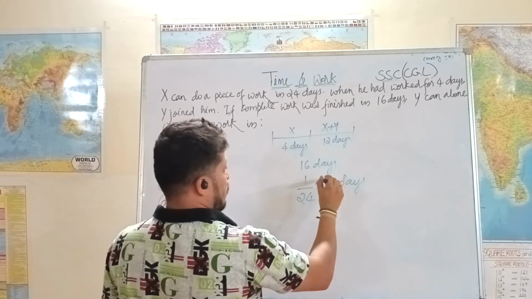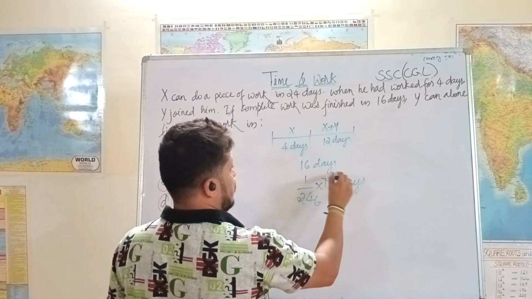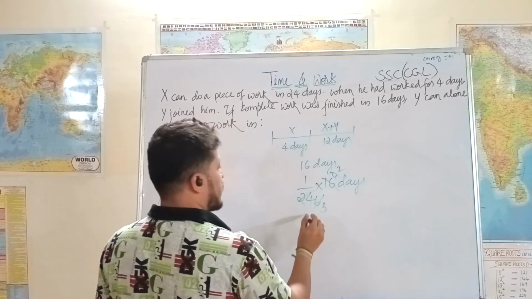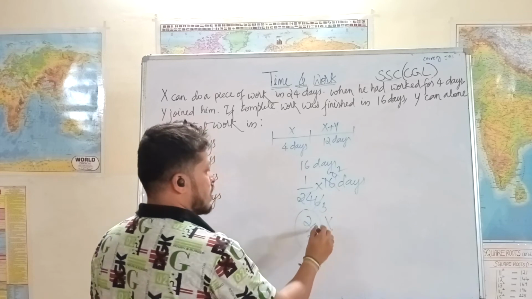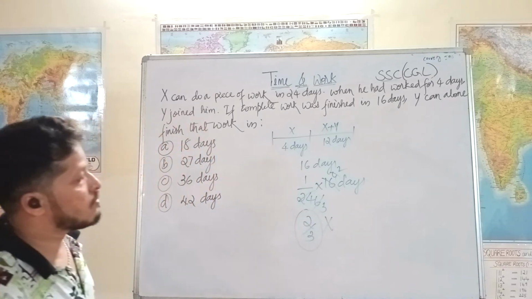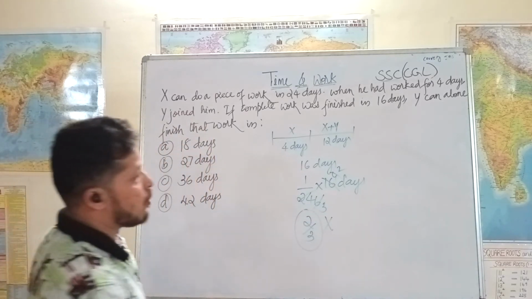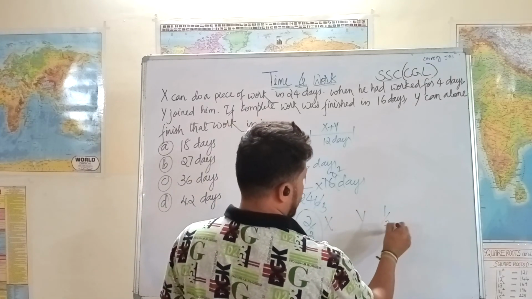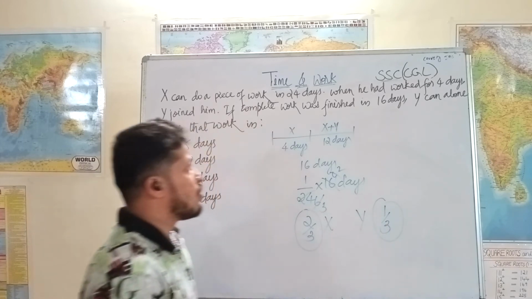So 4 4s are 4, 6 are 2s are 3s are... so 2/3 of the work was completed by X. So Y completed 1/3 of the work. Y completed how much? 1/3 of the work is completed by Y.